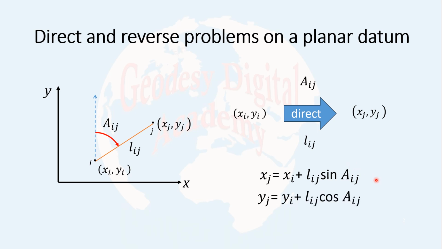And for the y coordinate, similarly, I can write the y coordinate of the point j equals the y coordinate of the point i plus Lij, or the horizontal distance between the points, and cosine of the azimuth. This is the direct problem on a planar datum.